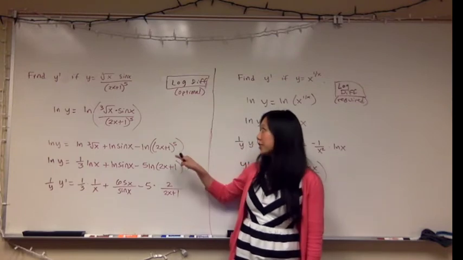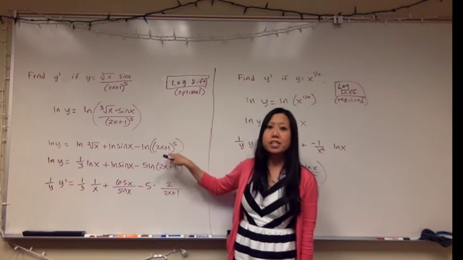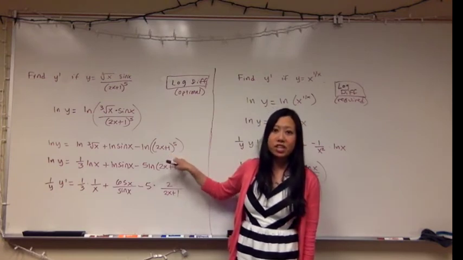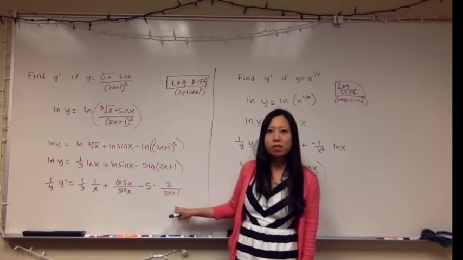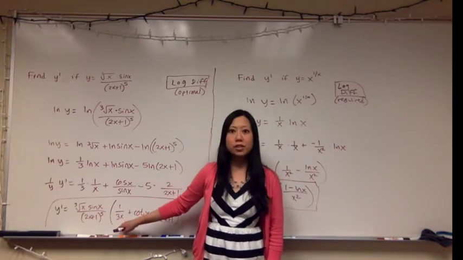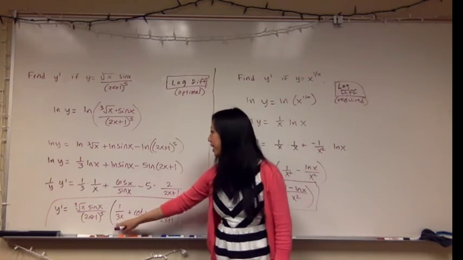So again, much easier than taking the derivative of, say, ln of (2x plus 1) to the 5th, because you have to do chain rule, it's going to get tedious, and you're going to have to do some simplification. It's going to get really ugly. So go ahead and bring those exponents to the front and use your law of logs. Once we're done with that, we bring the y over to the other side. We replace the y by the original function, and then I just simplify.